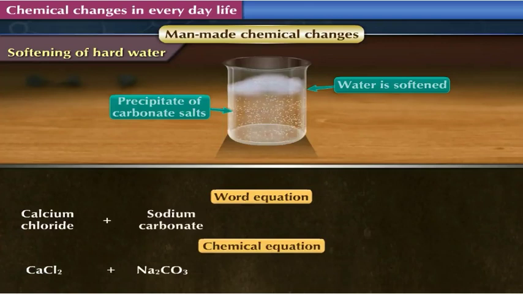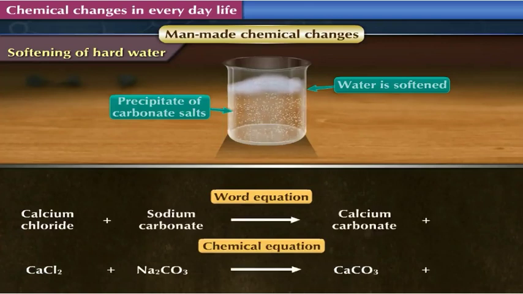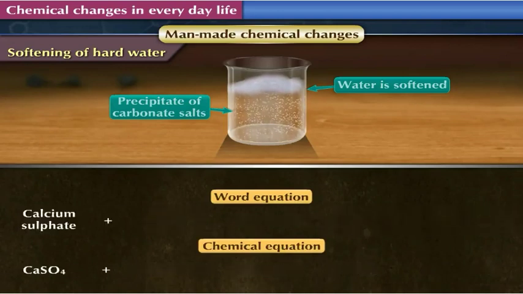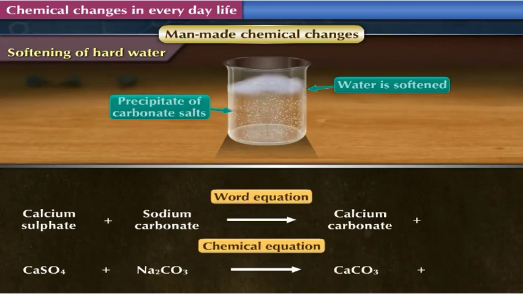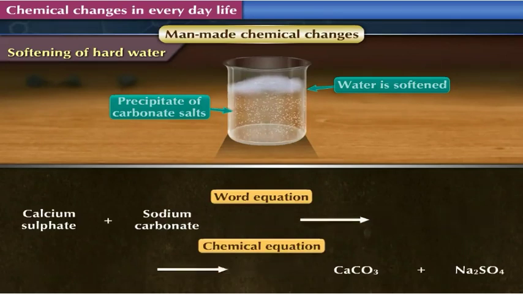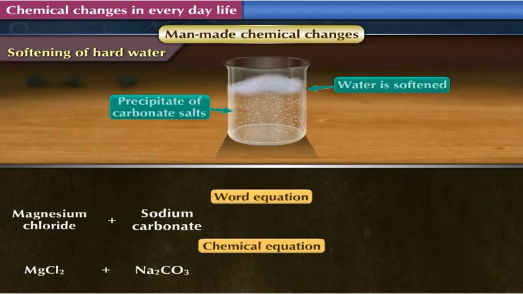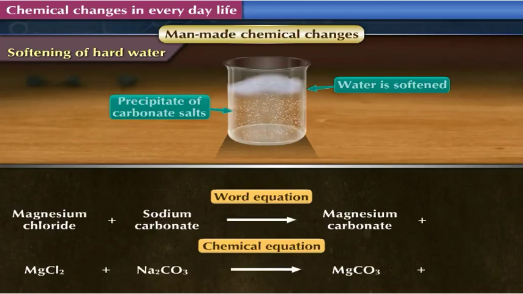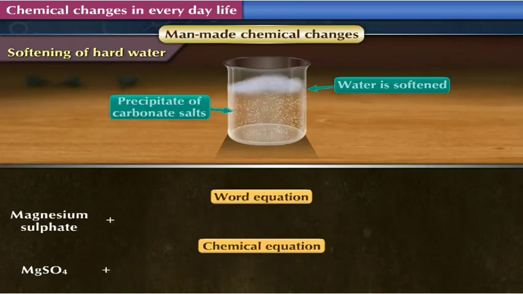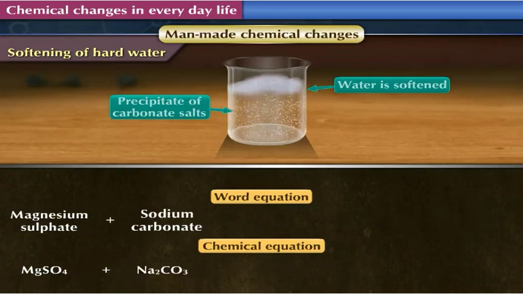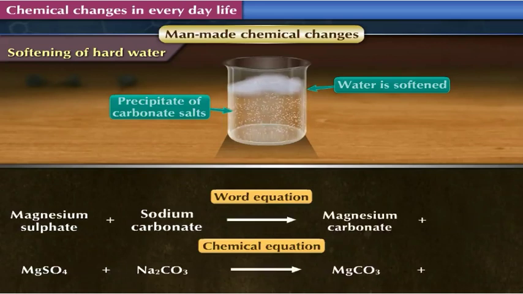Calcium chloride reacts with sodium carbonate to form calcium carbonate and sodium chloride. Calcium sulfate reacts with sodium carbonate to form calcium carbonate and sodium sulfate. Magnesium chloride reacts with sodium carbonate to form magnesium carbonate and sodium chloride. Magnesium sulfate reacts with sodium carbonate to form magnesium carbonate and sodium sulfate.